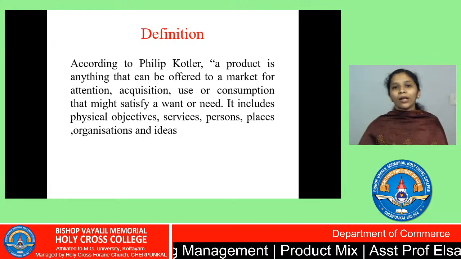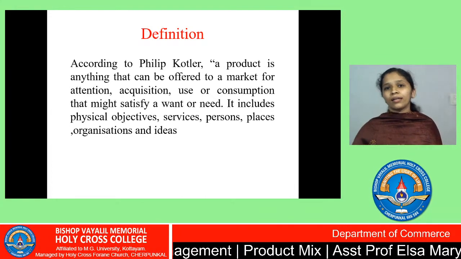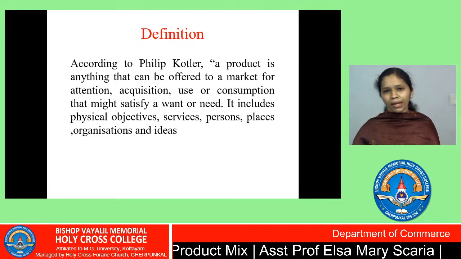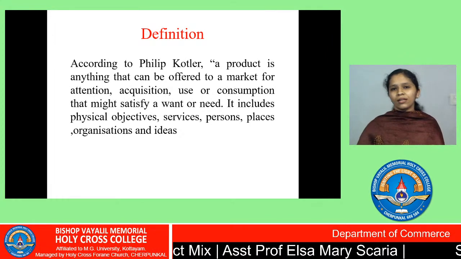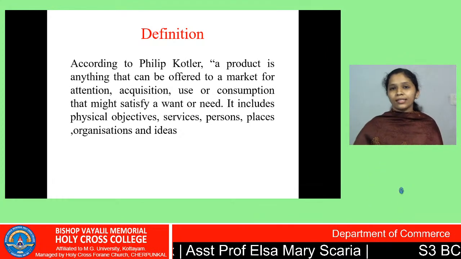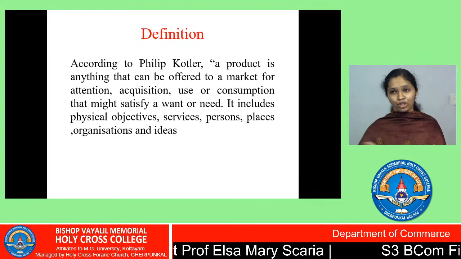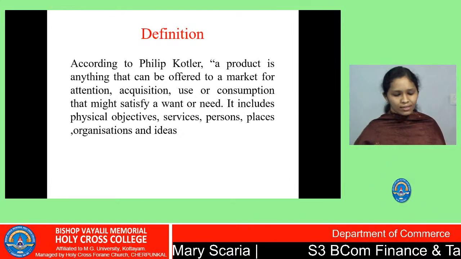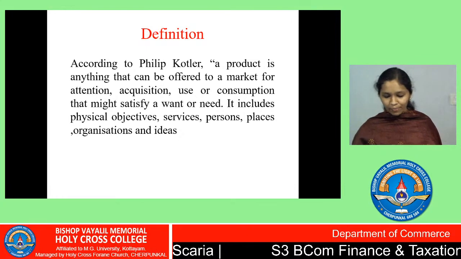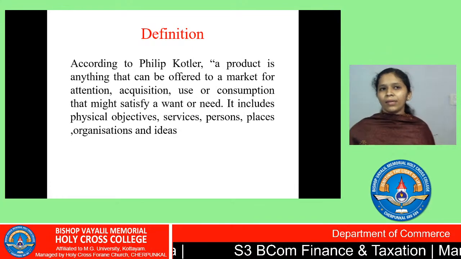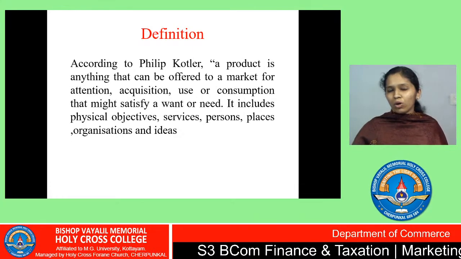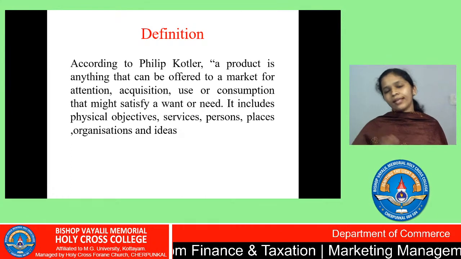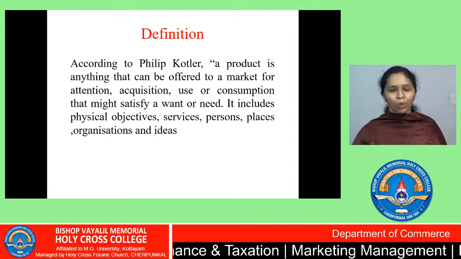So the term product includes not only a tangible commodity, it includes services, that means intangible product. What do you mean by intangible product? Intangible product means we cannot see or touch. Services, insurance company, then teaching, hospital. So these are the examples of services. Then product includes certain experiences. For example, an amusement park or a water theme park, they provide experience to the users. So all these types are included in the term product.